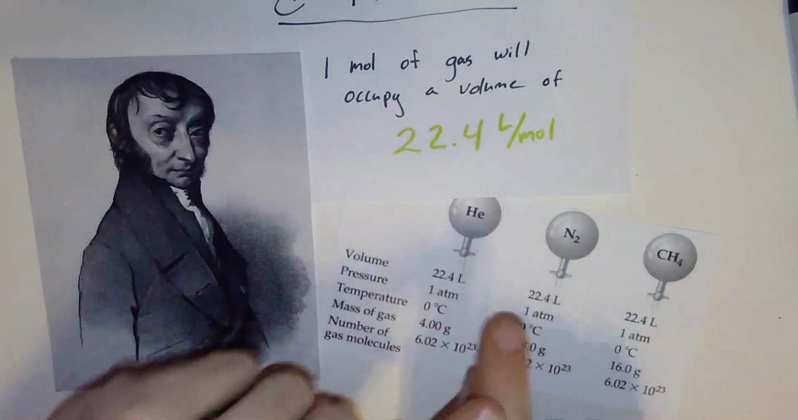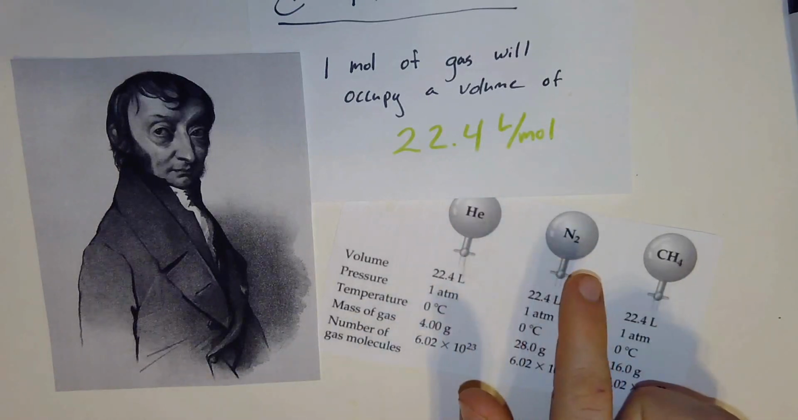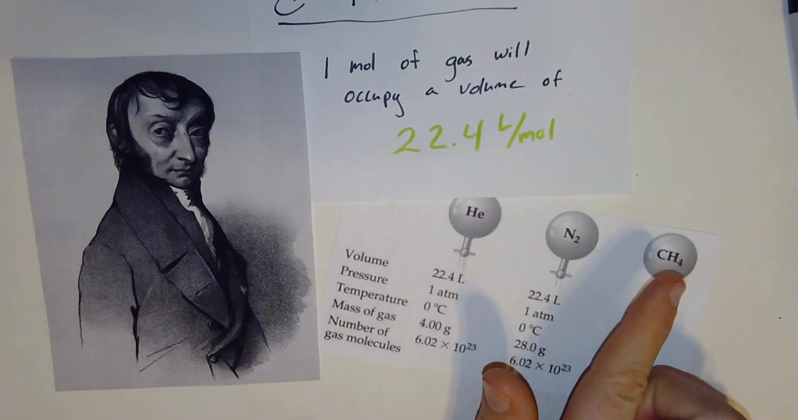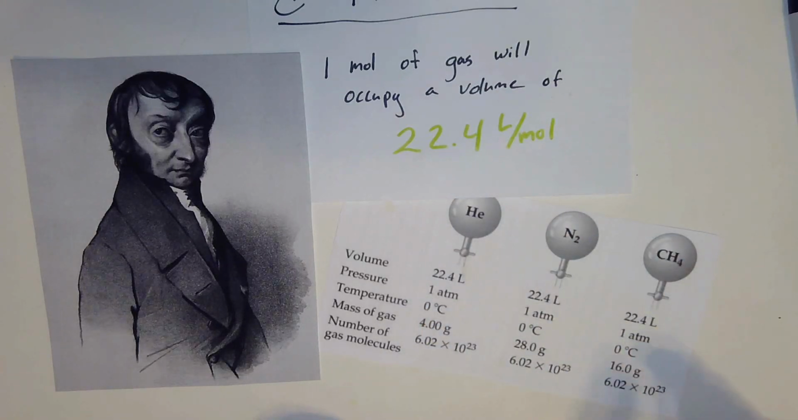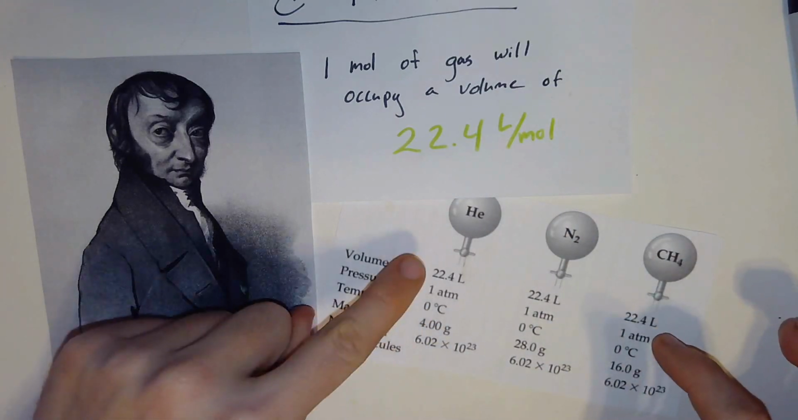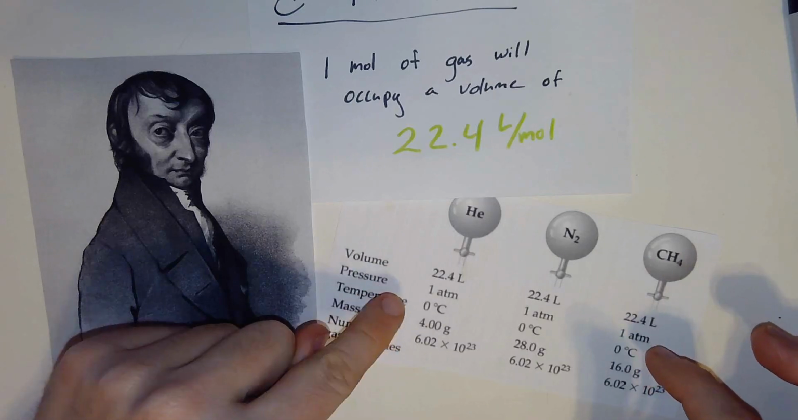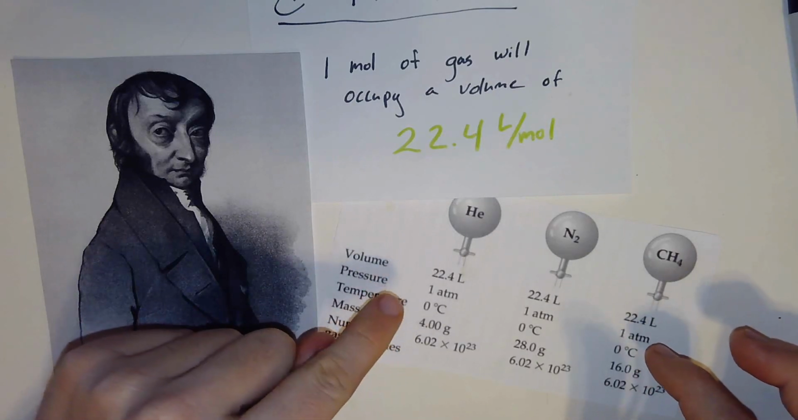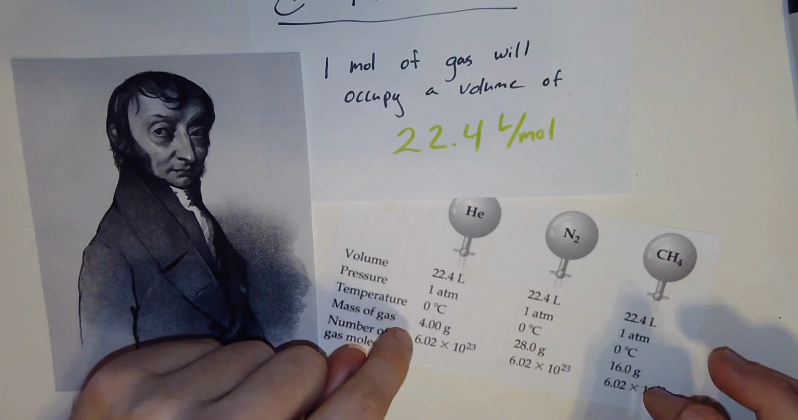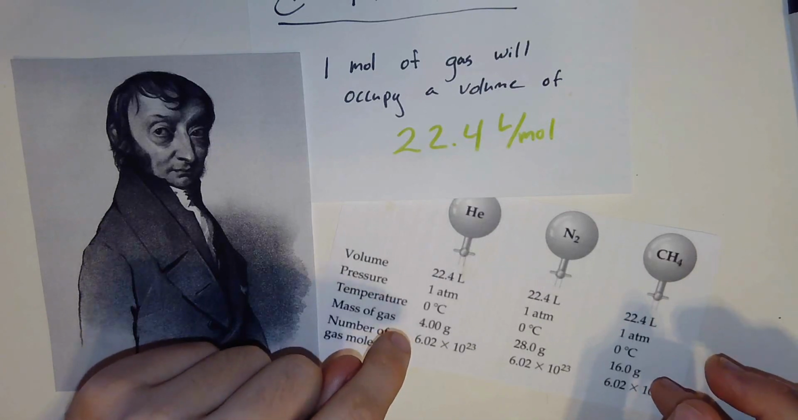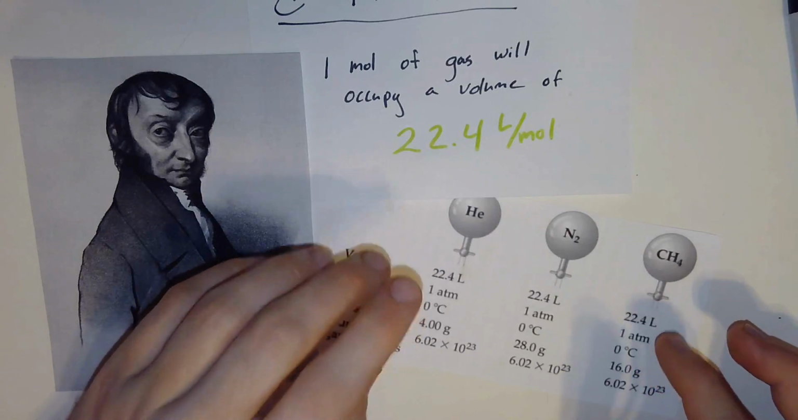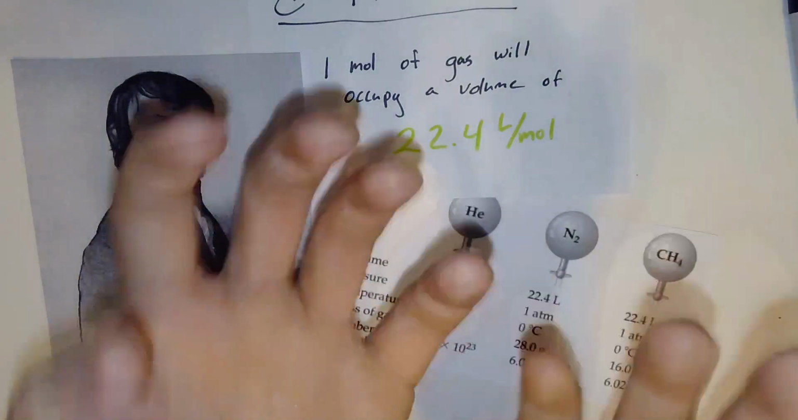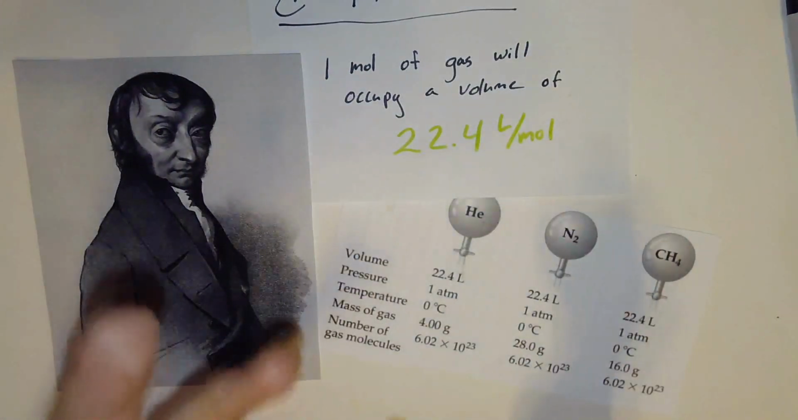So let's say I've got 3 different containers, one with helium, one with nitrogen, and one with methane. And all of these containers are the exact same volume, 22.4 liters. Now if I keep them at the exact same pressure and temperature, that is at STP, then each of these is going to have a molar mass in grams in it. So even though these have the same temperature, pressure, volume, they weigh different amounts. They have a different mass.